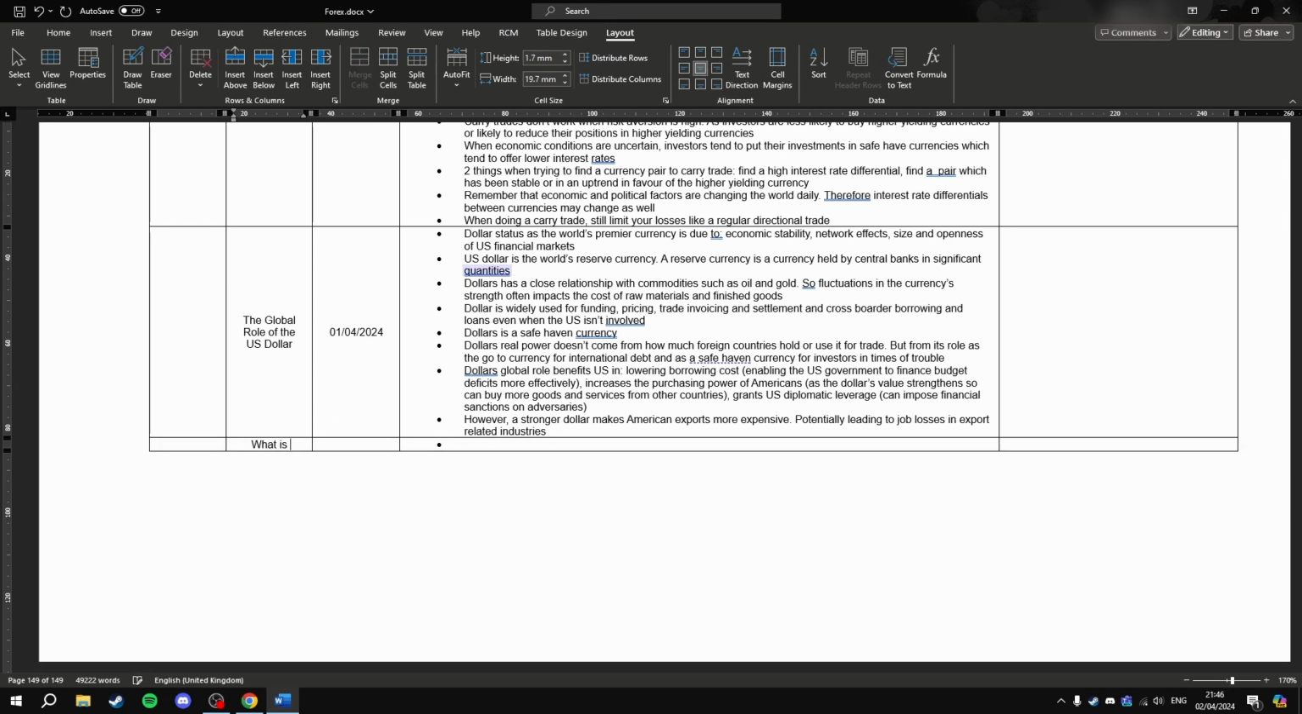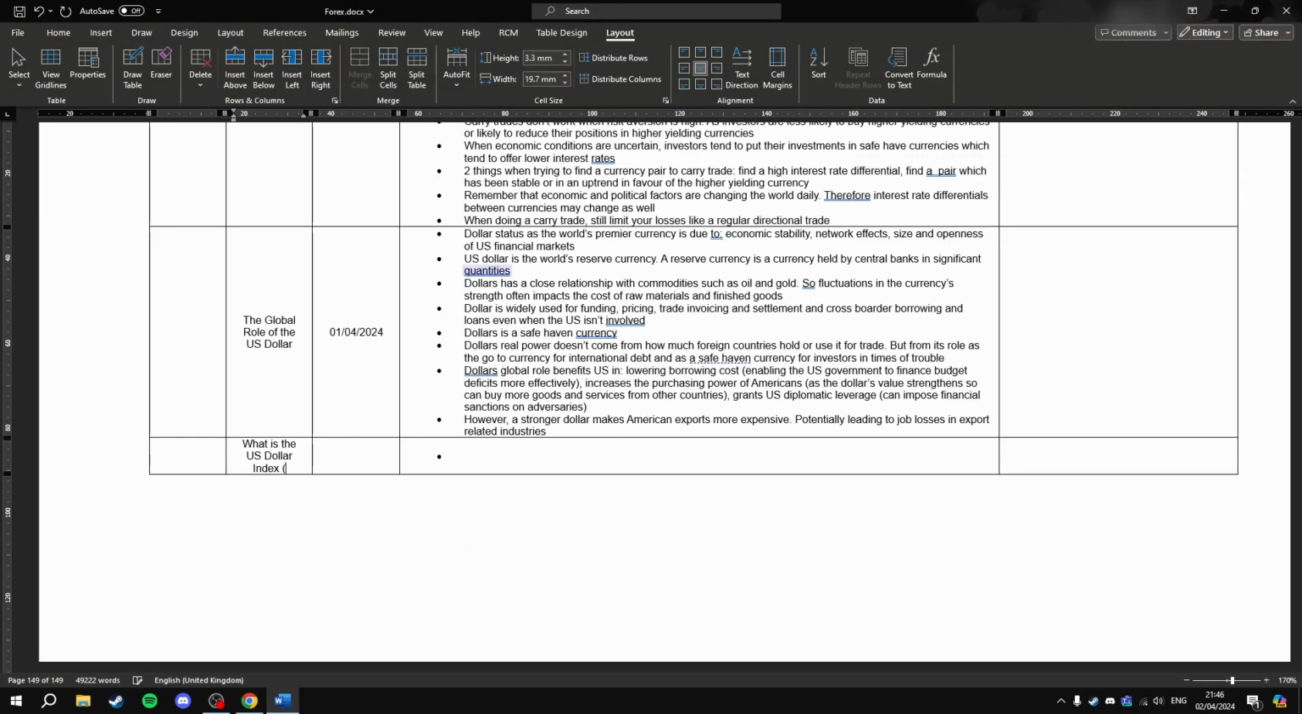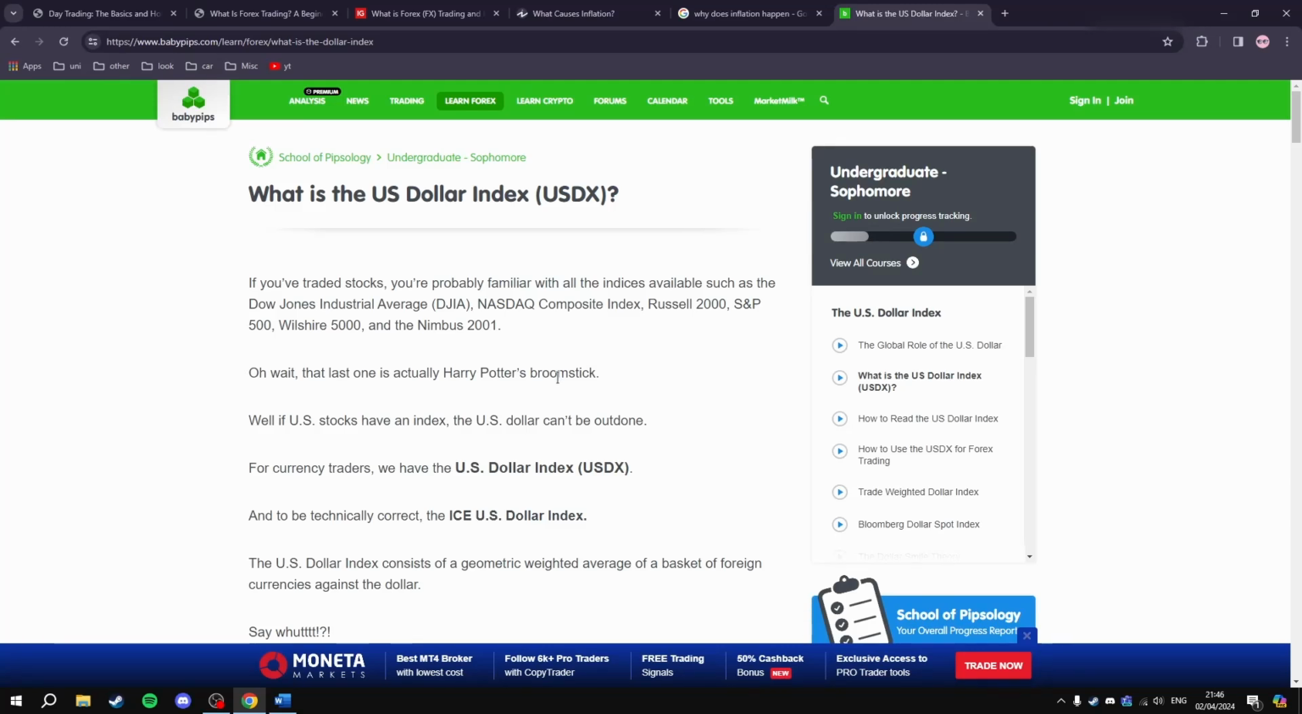What is the US dollar index, also known as USDX? Date is the 2nd of April 2024. And yeah, let's get started.